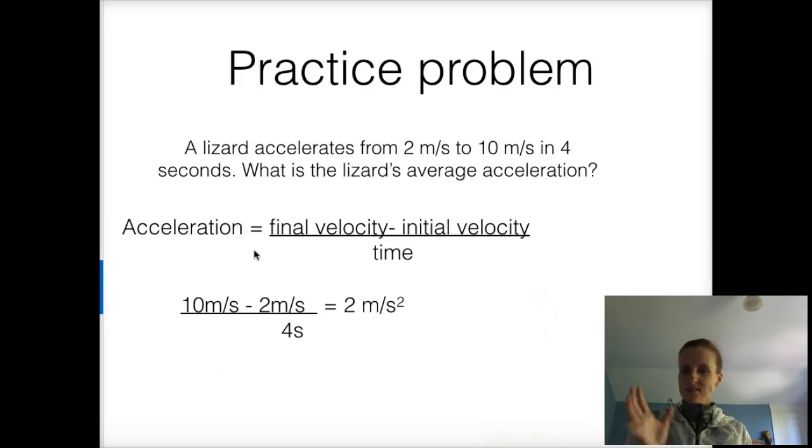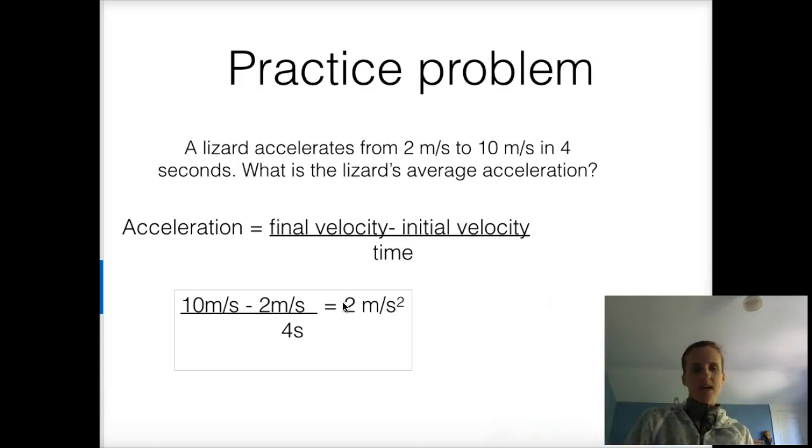Next, and don't worry, these are just a couple of easy practice problems. We will be working on a lot of problems during the week. A lizard accelerates from 2 meters per second to 10 meters per second in 4 seconds. What is the lizard's average acceleration? So its final velocity is what? From 2 meters per second to 10 meters per second. So 10 meters per second was its final, minus 2 meters per second, divided by the total time it took to accelerate, which was 4 seconds. That is 2 meters per second squared. What that number is telling you is that during this 4-second time period, it was accelerating at a rate of 2 meters per second, every second.